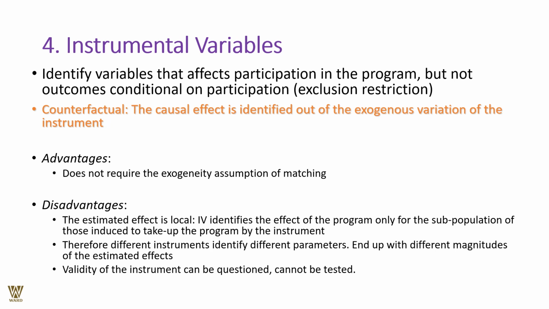Definitely, it identifies the effect of the program only for a subpopulation, those induced to take the program by the instrument, those who follow every alphabet of whatever words, instructions have been issued to them. They follow it step by step. Probably that is what goes wrong. Therefore, different instruments identify different parameters, and end up with different magnitudes of estimated effects.